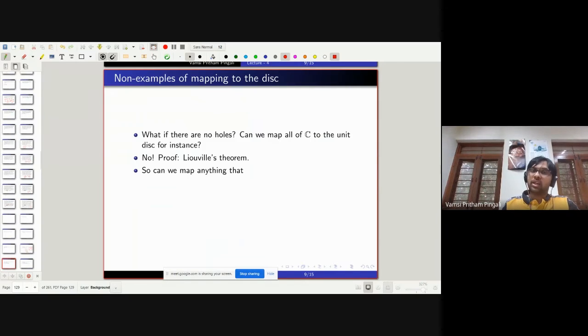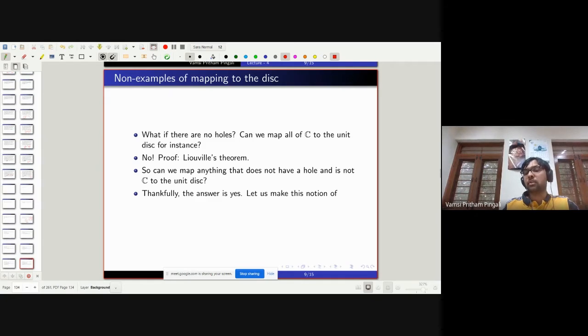So then we'll refine our conjecture. Can we map anything that does not have a hole and is not all of C to the unit disk? I mean, sounds like I'm trying too hard, right? Maybe this is also not true, but thankfully the answer is yes. Anything that does not have a hole and is not all of C can be mapped conformally to the unit disk. This is a remarkable theorem due to Riemann. Okay?